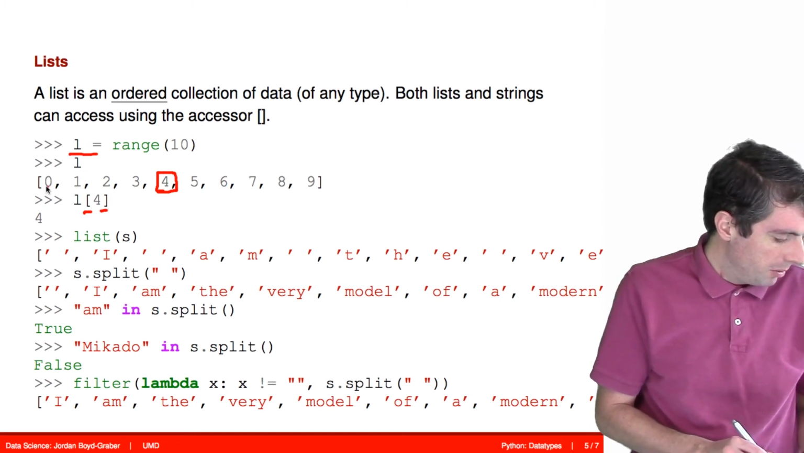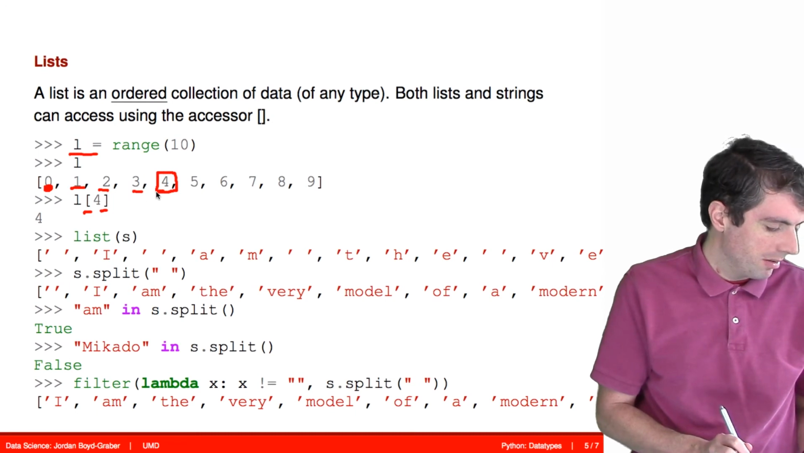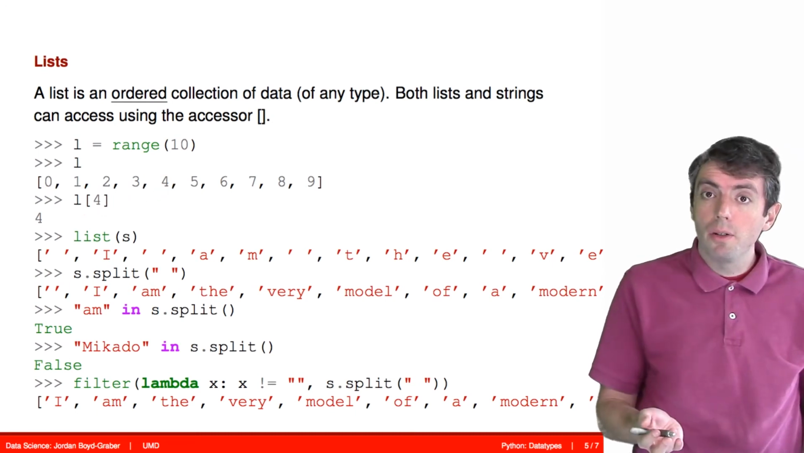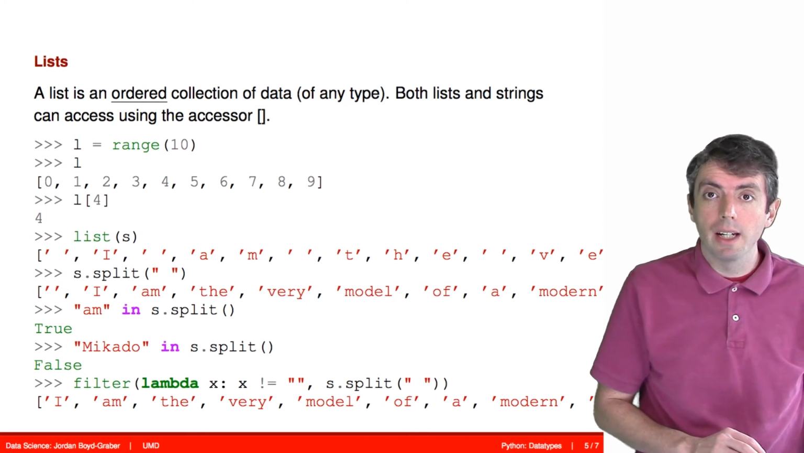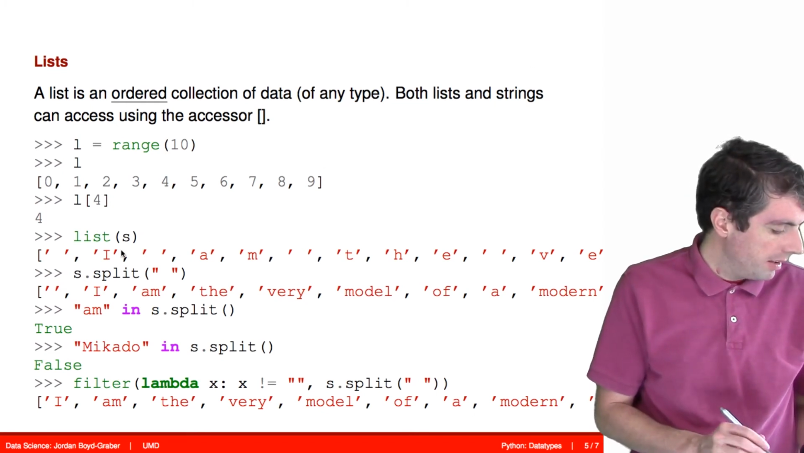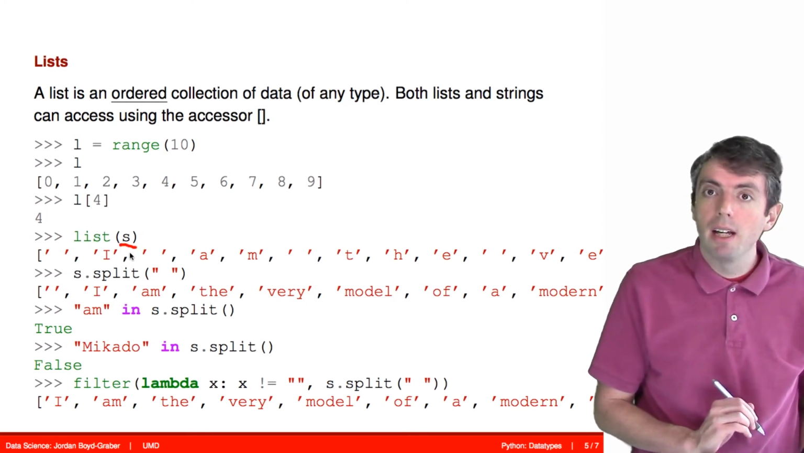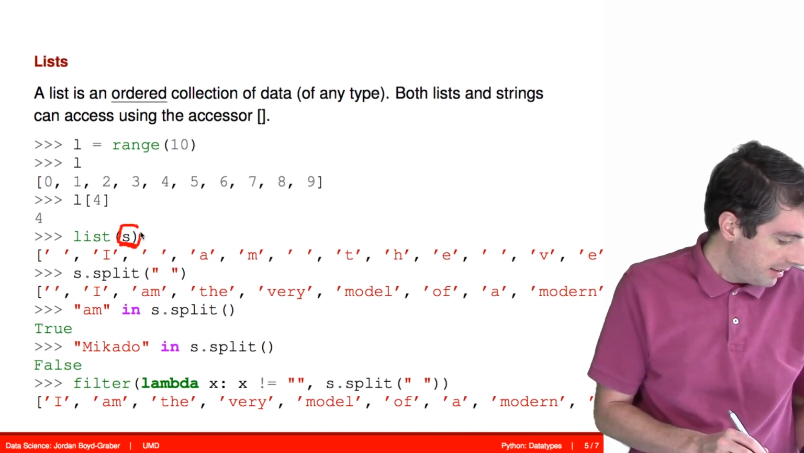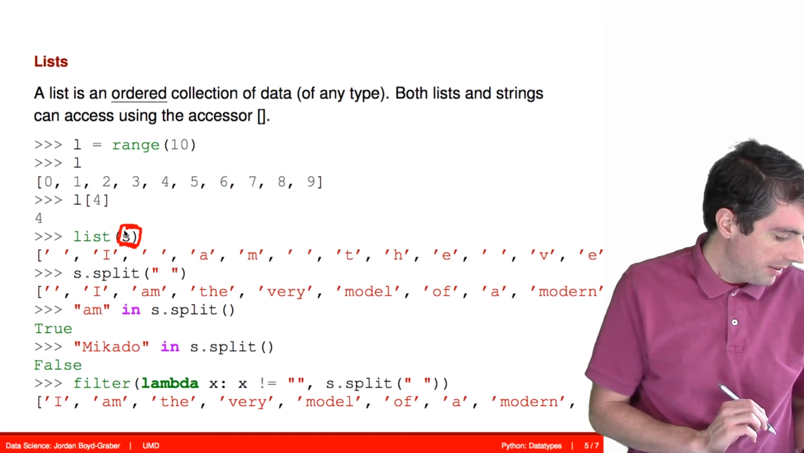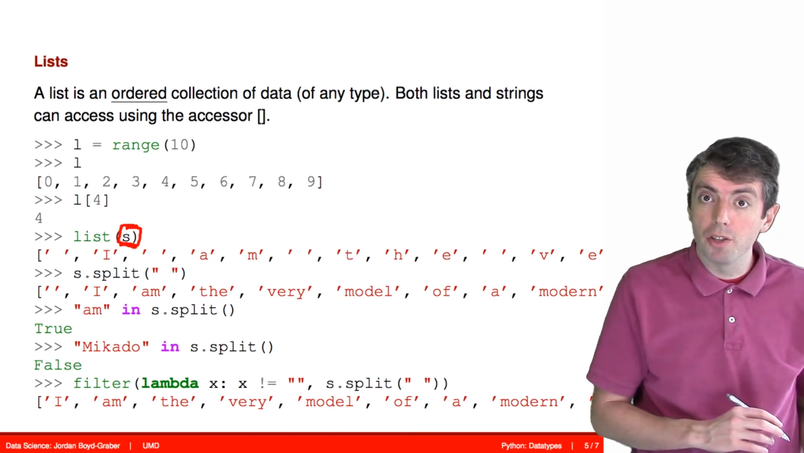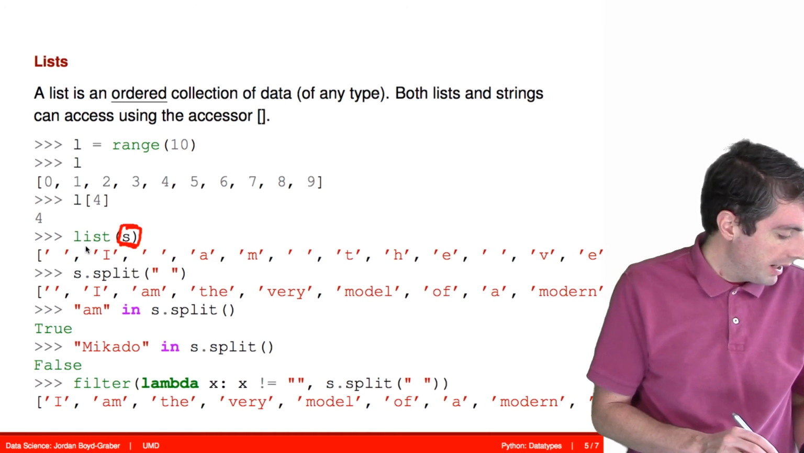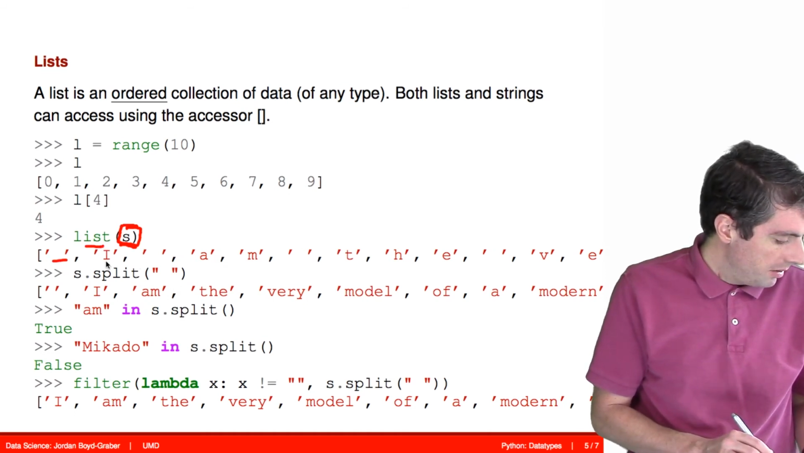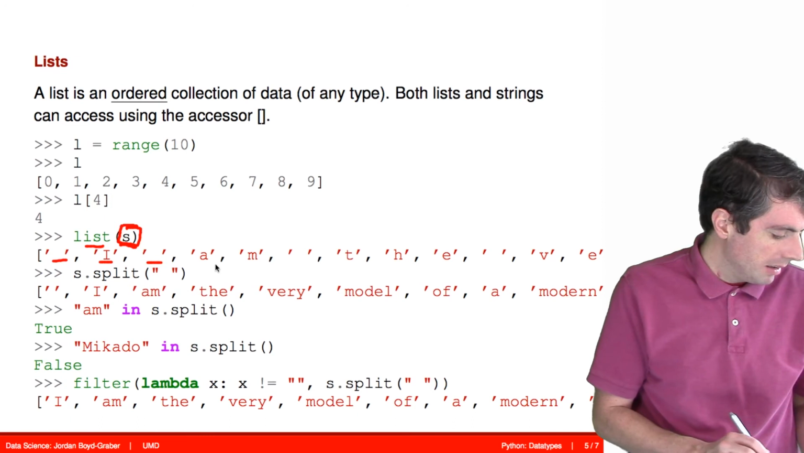So if you use 0 as your operator argument, you get 0, 1, 1, 2, 2, 3, 3, on up to 4. To show the equivalence between lists and strings, we can turn a string into a list. Recall that S is the string that we had on the previous slide: "I am the very model of a modern Major General." If you then turn that into a list, you get each of the characters as an individual element inside the list.